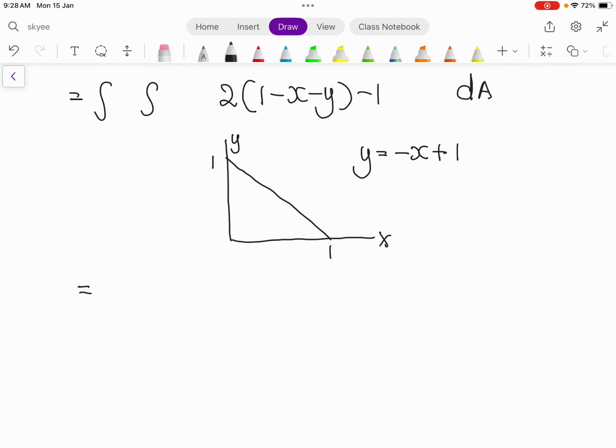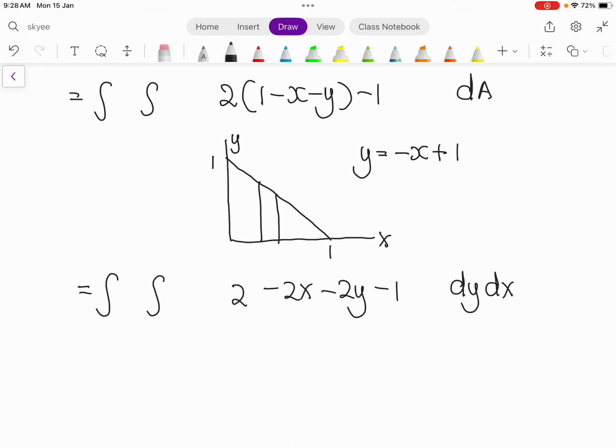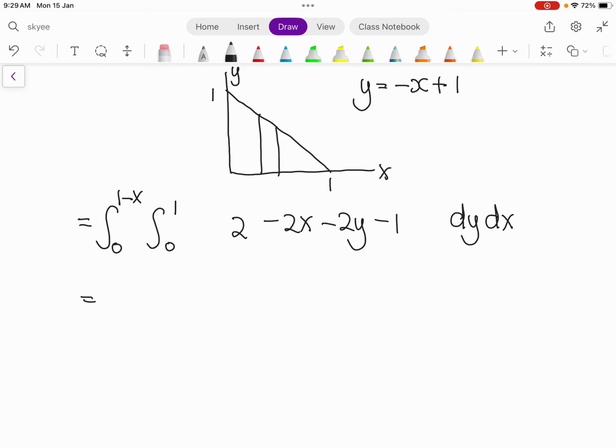In other words, let's define the interval for the dx dy. Here you have 2 minus 2x minus 2y, minus 1, dA. So I will pick dy dx. This is the vertical strips technique. So x will be from 0 to 1, and y will be from 0 until 1 minus x. We could do these integrations manually.